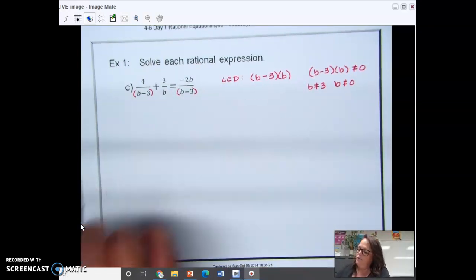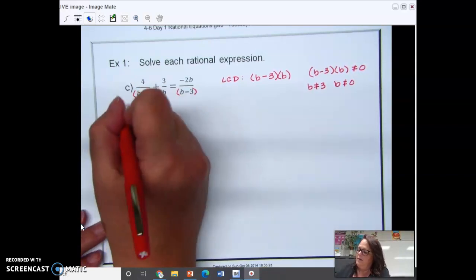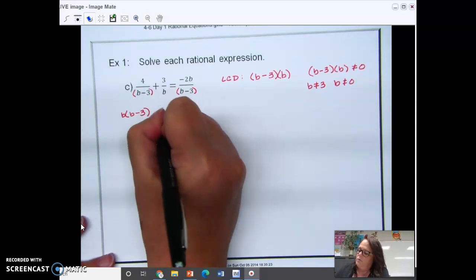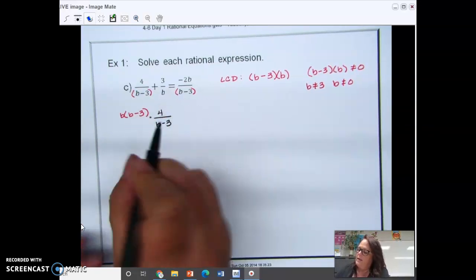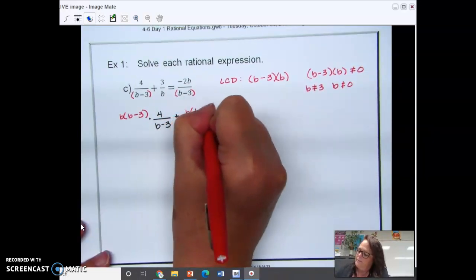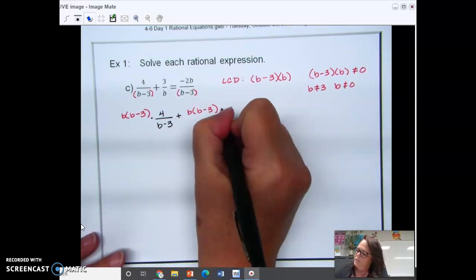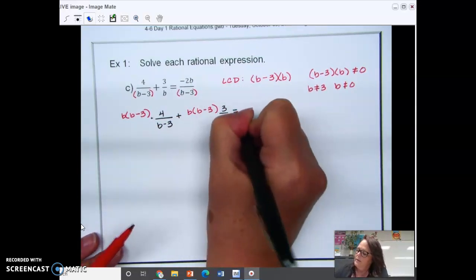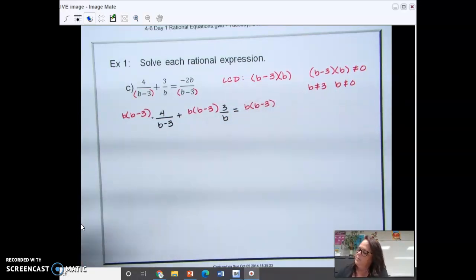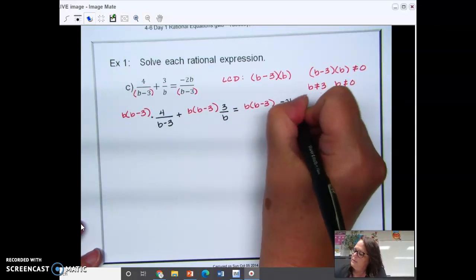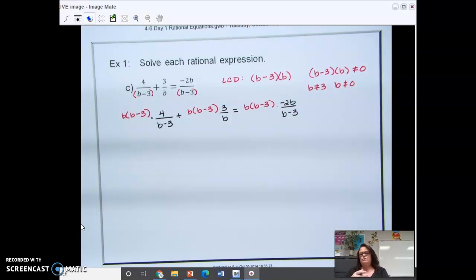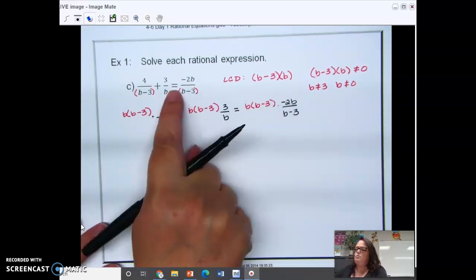All right, so then coming over here, I'm going to have b times b minus 3 times my first fraction, which is 4 over b minus 3. And then plus b times b minus 3 times my second fraction, which is 3 over b, is equal to b times b minus 3 times my last fraction, which is negative 2b over b minus 3. Okay, so all I did was multiply everything through by that LCD, and I can do that because I have an equal sign.